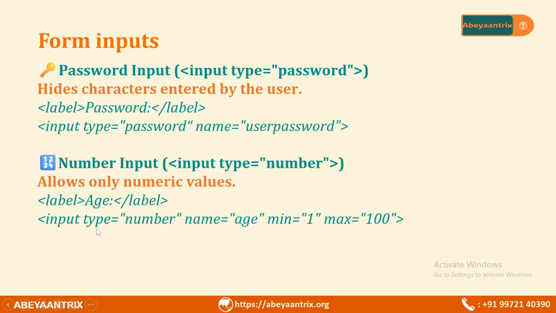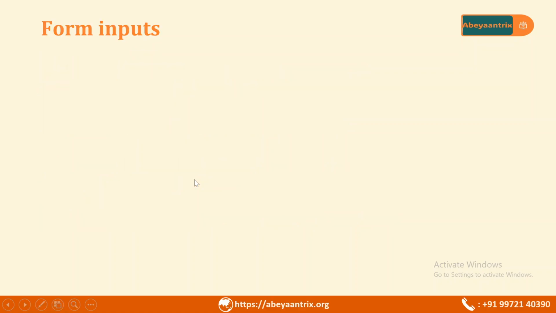So here age type is equal to number. So age, name age, minimum is 1, maximum is 100. Like this, you can set the min and max value for the input number type. Okay, we'll move on to the next one, which is the radio button.